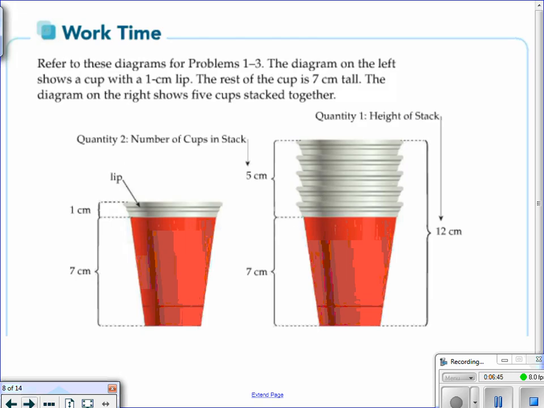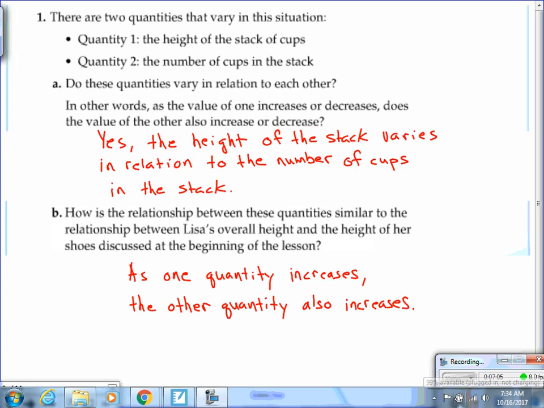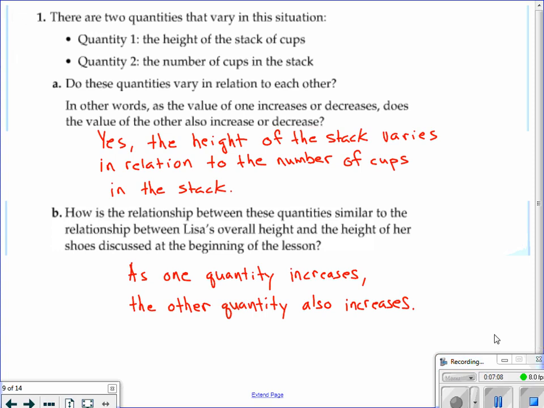Okay, so this brings us to the problem with the cups. Again, the height of the cup up to the lip is 7 centimeters, and then each lip is going to be 1 centimeter as well. All right, so taking a look at the cup problem here, there's 2 quantities that vary in this situation. The first one is the height of the stack of cups, and then the second quantity would be the number of cups in the stack.